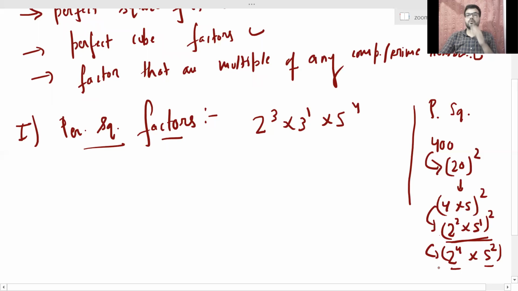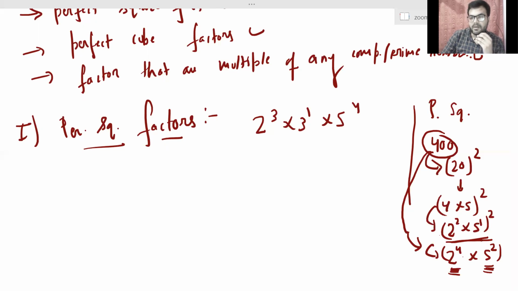So here you can see that this was a composite number 400, and when we converted it into its prime factor format, we saw that the power of each prime number is a multiple of 2. Here the power of 2 is 4, and the power of 5 is 2. Both powers are multiples of 2. So we have to keep in mind that the power of each prime number will be a multiple of 2 in any perfect square number.